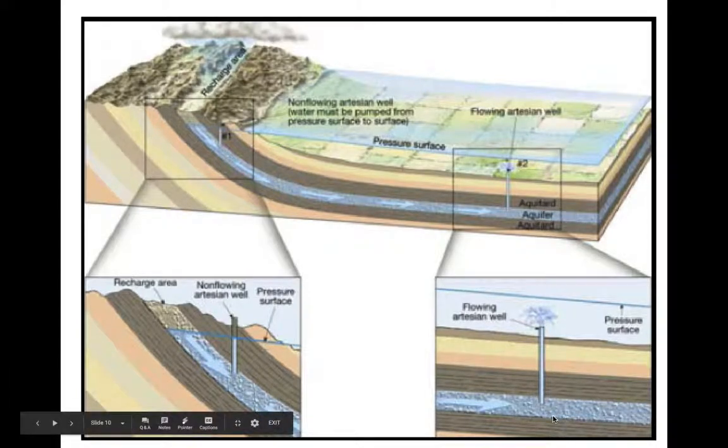So the water in the artesian well, or the water down here in the aquifer, is covered and surrounded by aquitards. Those aquitards are going to create more pressure on the aquifer. That pressure is going to make the water rise to the surface naturally.